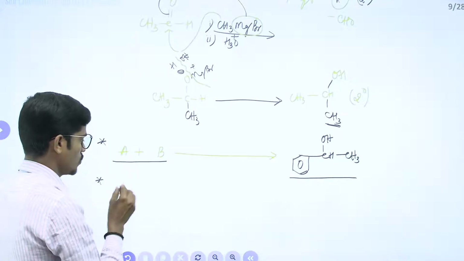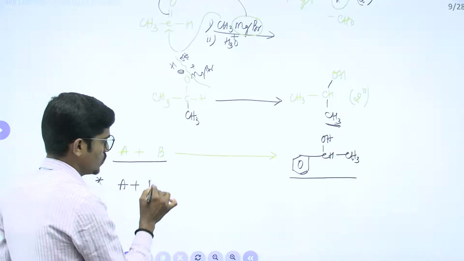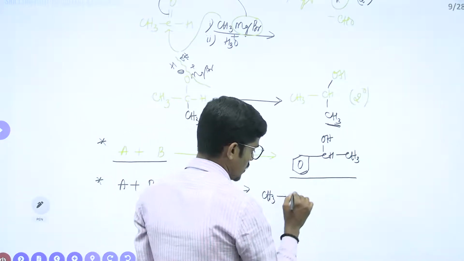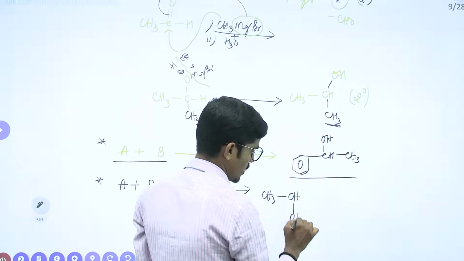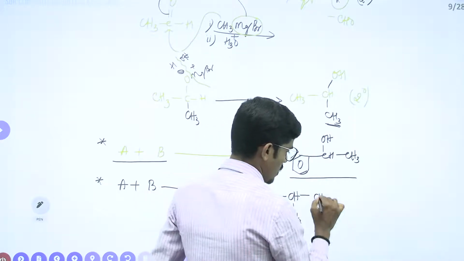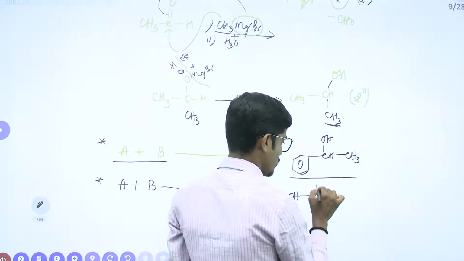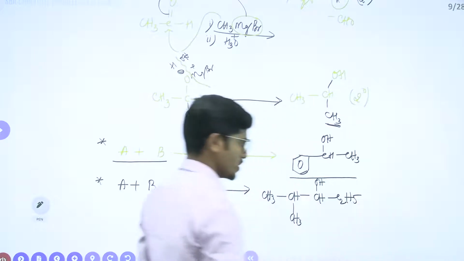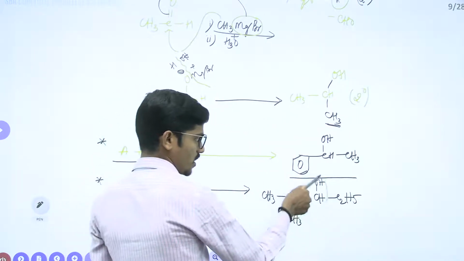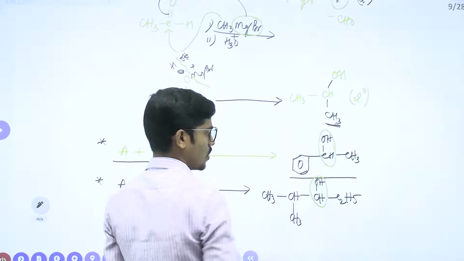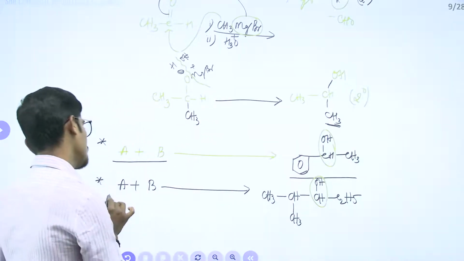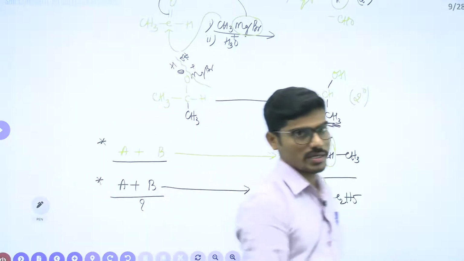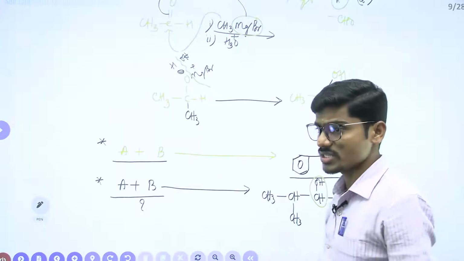Similarly, when A plus B gives rise to, second example, CH3CHCH3... CHOH C2H5. So this is the secondary alcohol, CHOH secondary alcohol. To get this secondary alcohol, what are the reactants we used? Identify A and B in the given reaction. This is the second one, right?